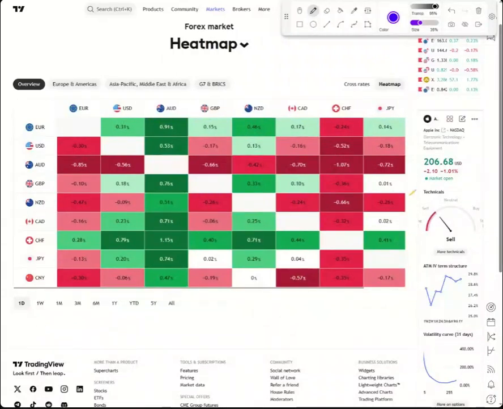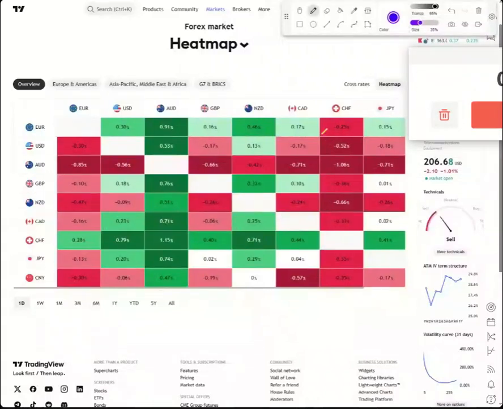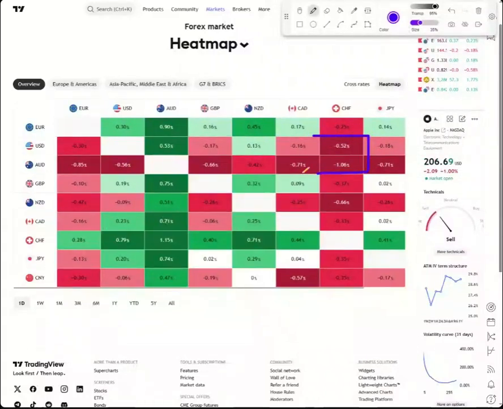So currencies zenye mnaona zilikuwa zimemarkiwa in deep red, kumaanisha hizo zimekuwa most volatile in terms of selling. Zenye unaona zimemarkiwa in deep green, hizo ni kumaanisha zimekuwa most volatile in terms of buying. So for example, let's see ni gani imeshuka sana. If you check AUD CHF ndio imeshuka sana with negative 1.05.